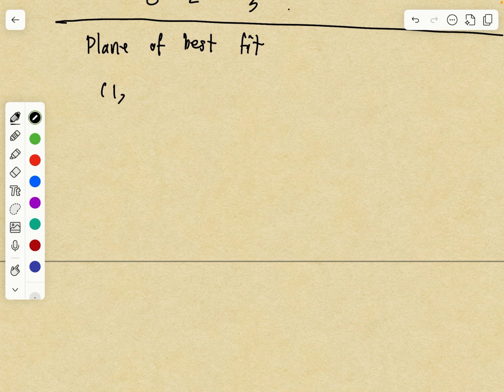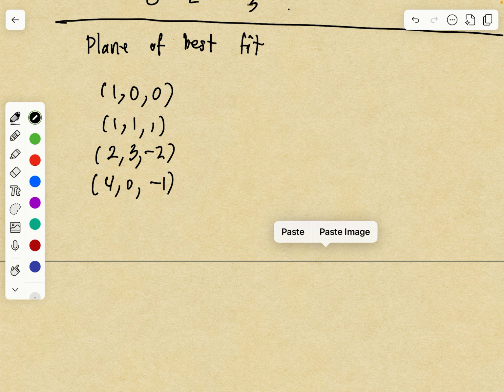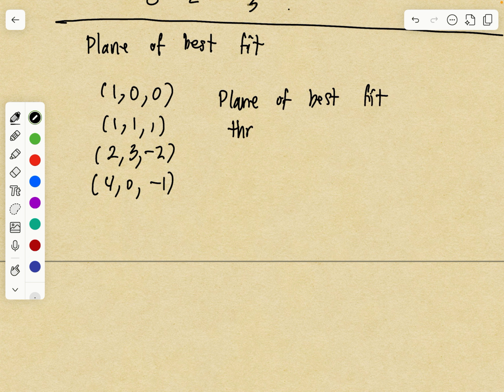So let's say that you have these data points: (1, 0, 0), (1, 1, 1), (2, 3, -2), and (4, 0, -1). And the question is, what's the plane of best fit through these points? And you can check by setting up a system of equations that there's no plane that goes through all 4 points. But we want the plane of best fit.